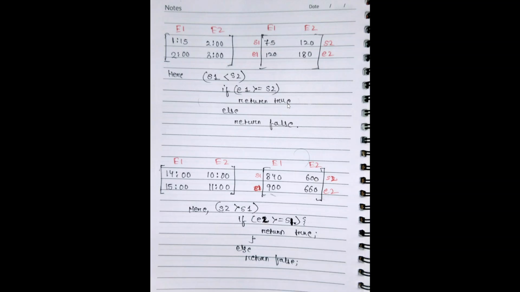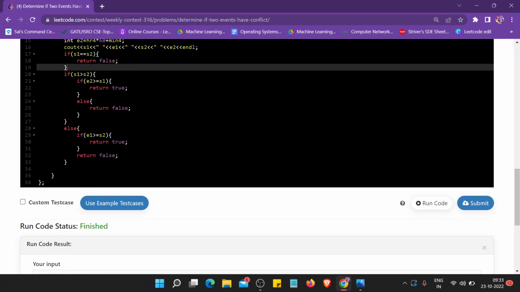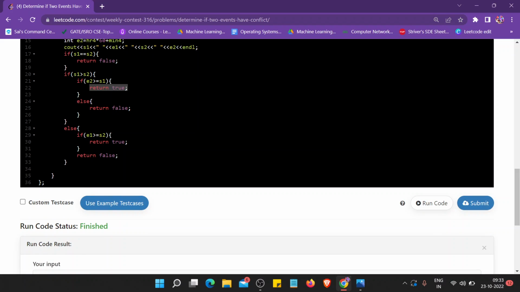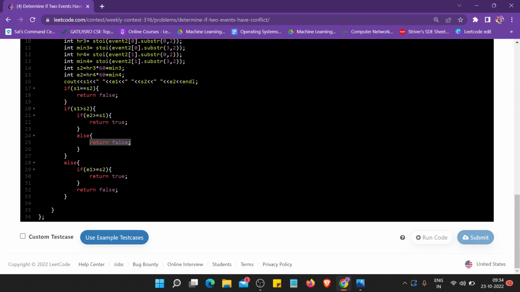That means it intersects. So that is it, we return true for it. If it didn't, then we would have returned false. So that's it. It's accepted. Let's submit it again and see.